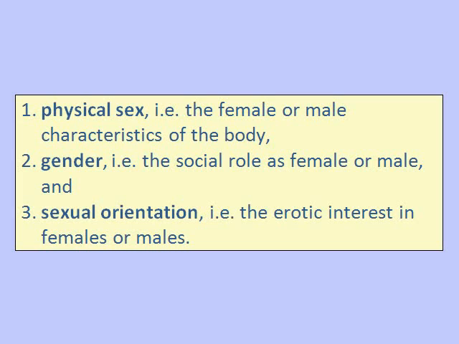We can now apply this insight to the three basic aspects of human sexuality. First, physical sex. That is the female or male characteristics of the body. Second, gender. That is the social role as female or male. And third, sexual orientation. That is the erotic interest in females or males.